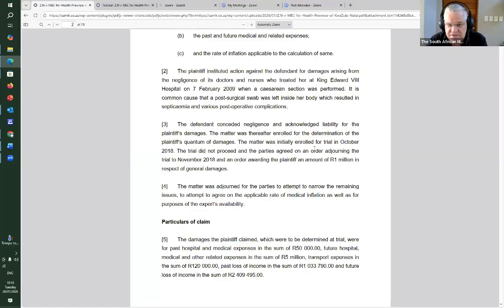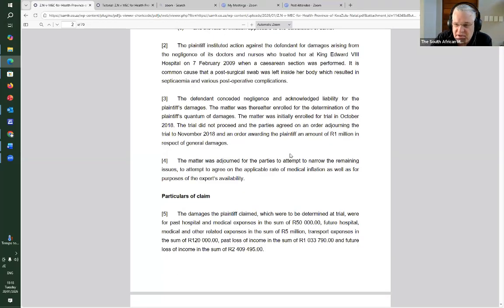Then there's just a bit of a procedural matter about enrollment for trial in October 2018. That gives a history that's relevant for other purposes. For our purposes, less applicable. And the matter was adjourned, and then there was an order agreed on awarding the plaintiff an amount of 1 million rand in respect of general damages. So now generals have been dealt with. They're also out of the picture.